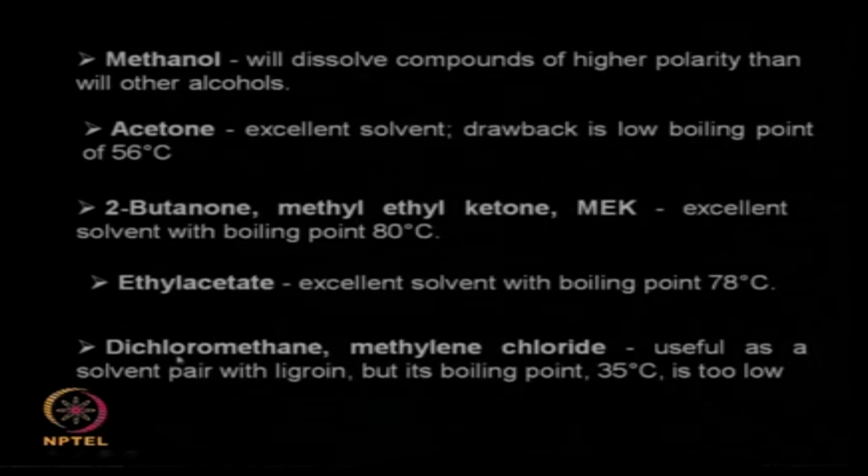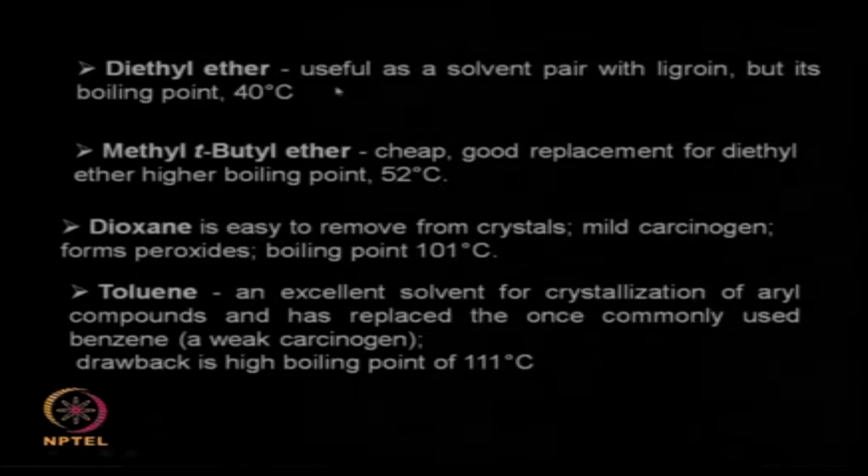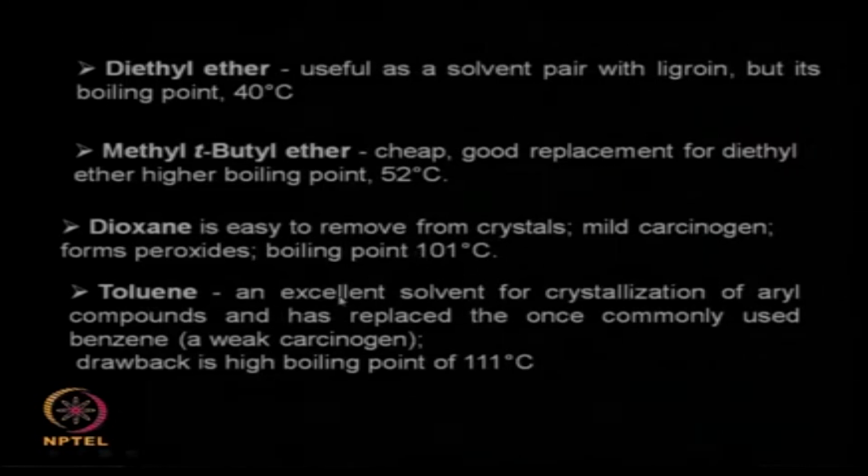Dichloromethane, it is good as a solvent pair, but it has got very low boiling point, so it is absolutely no as a single solvent. Diethyl ether, again it is good as a solvent pair with some other solvent, but very bad boiling point. Methyl tertiary butyl ether, not bad, 52 degrees, so it can be used in colder climates. Cheap. Dioxane, easy to remove from crystals, it is slightly carcinogenic, but the boiling point is high. Toluene, it is a very good solvent for crystallization, but boiling point is very high.